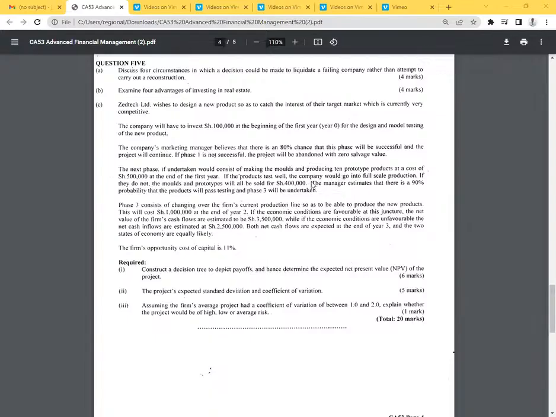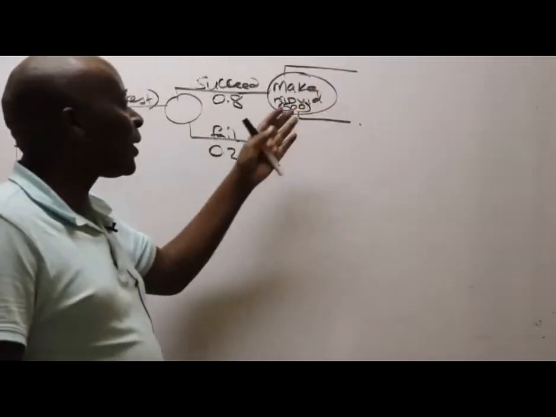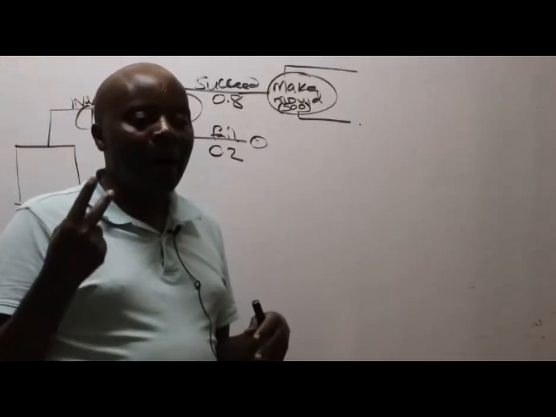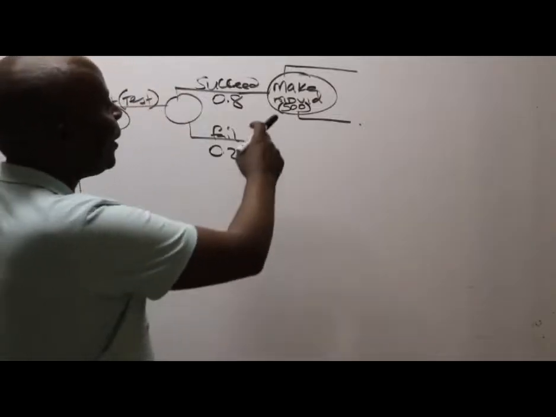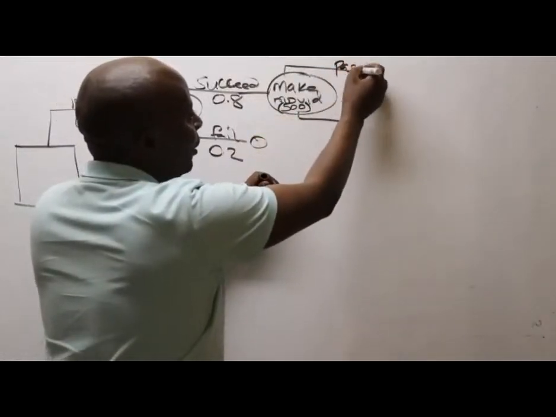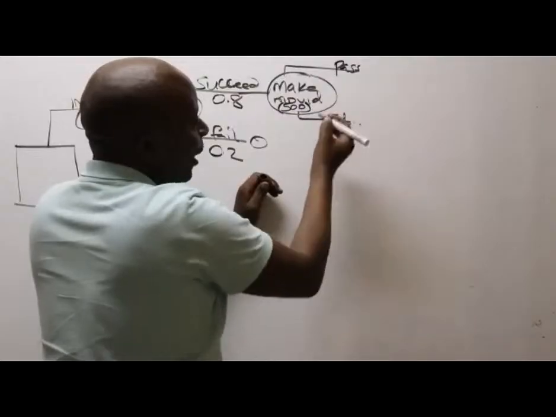If the product tests well, the company would go into full scale production. If they do not, the molds and prototypes will all be sold for 400,000. The manager estimates that there is a 90% probability that the product will pass testing and that phase 3 will be undertaken. Ladies and gentlemen, for the molds and prototypes there are two possibilities, and the two possibilities are probabilistic. That is why we are capturing them in a circle. So the molds could either pass this phase, or they don't pass.